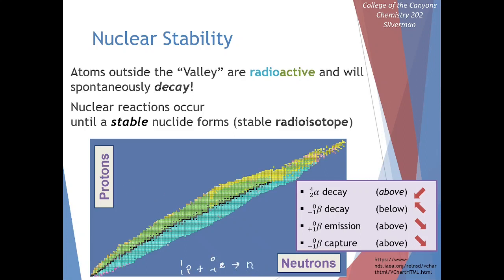Lastly, we can consider our electron capture process. This is when we have a proton combine with an electron to produce a neutron in our nucleus. We are going to be losing a proton. We are going to be gaining a neutron. And so again, we're going to be moving down and to the right on our stability chart here, protons versus neutrons.